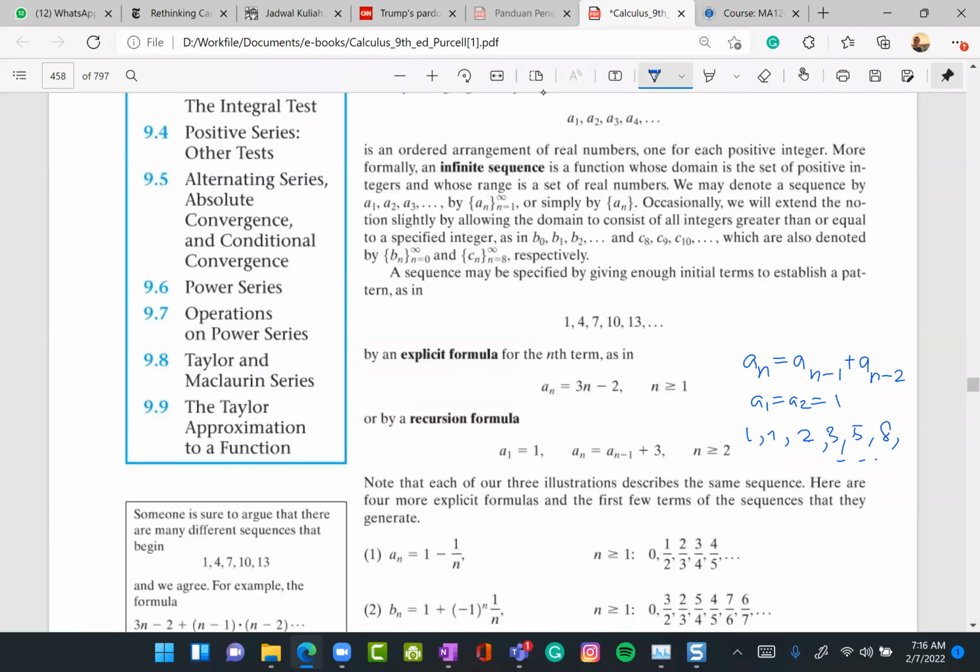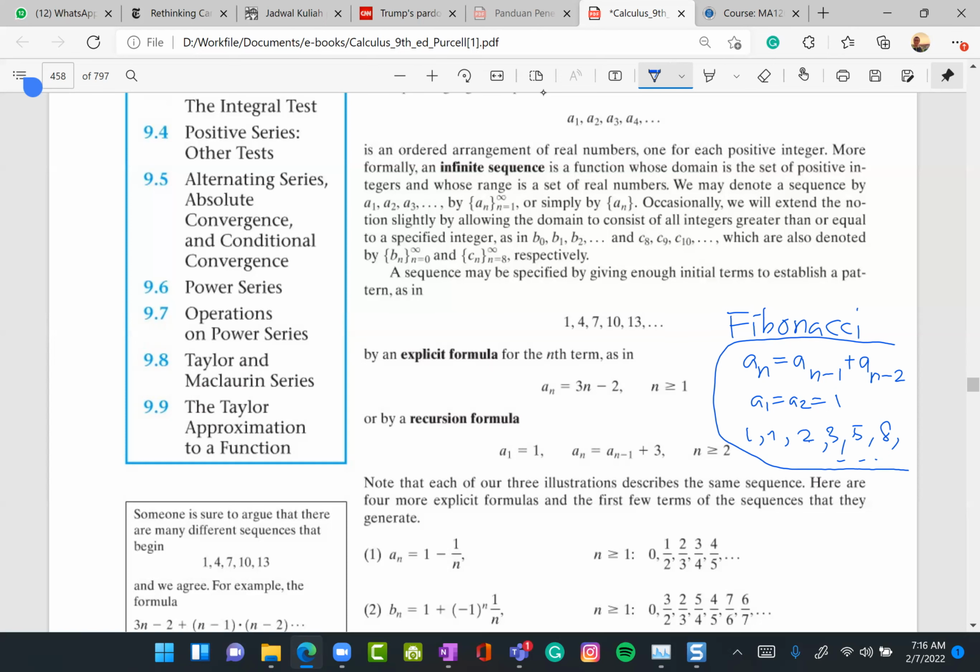Do you recognize this kind of sequence here? You recognize the name? Anyone? Have you ever heard this name? Fibonacci? Oh, yeah. Yes, you add the last two terms always. So that's Fibonacci. So this is what we call a recursion formula.